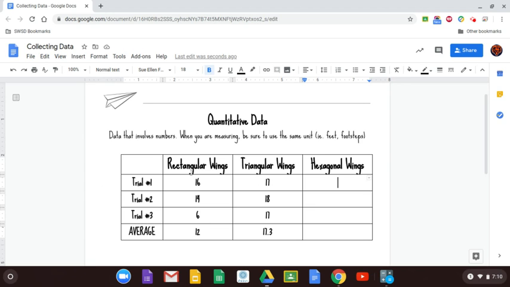You are throwing each type of wing 3 different times and recording each of the distances, whether it be in feet, footsteps, whatever you want to use. Just make sure it's the same each time you do it, because that would be a constant that needs to be kept the same. So that is for your quantitative data. Again, if you have a question, you can always type it in the comments, and I'll get back to you if you have a question on the quantitative data.